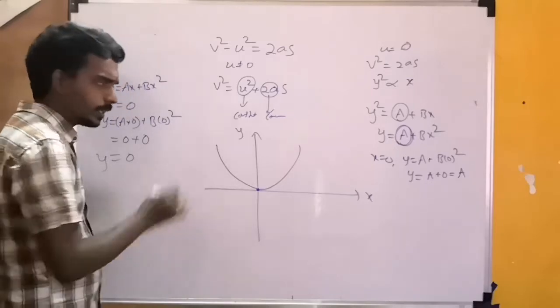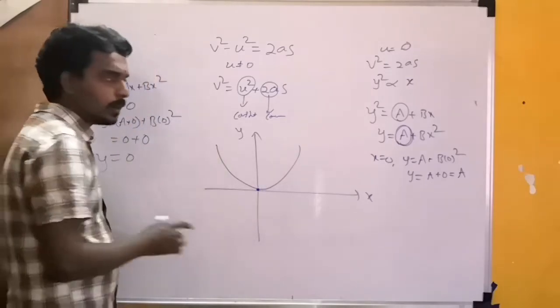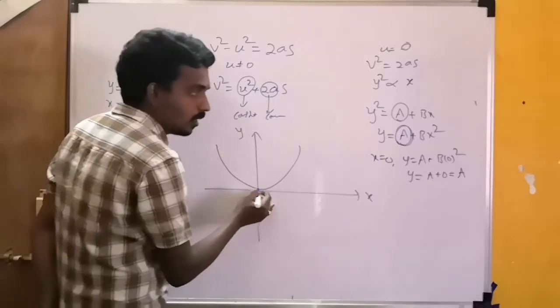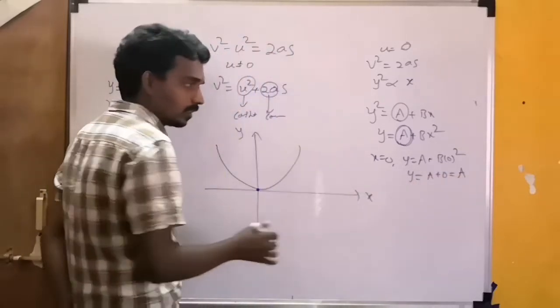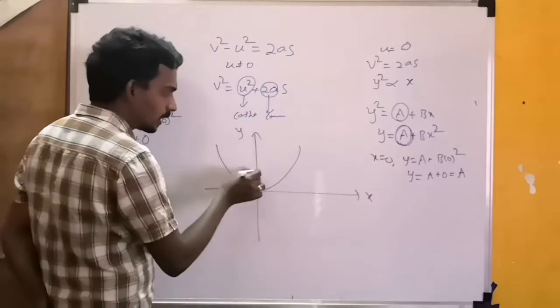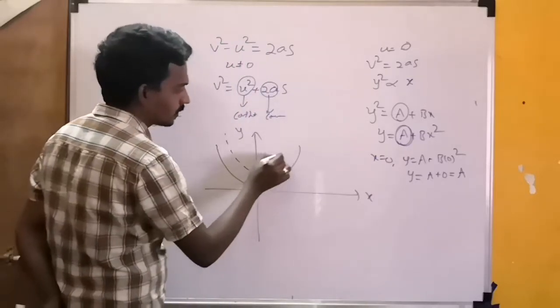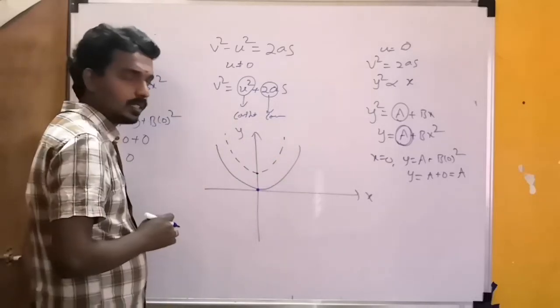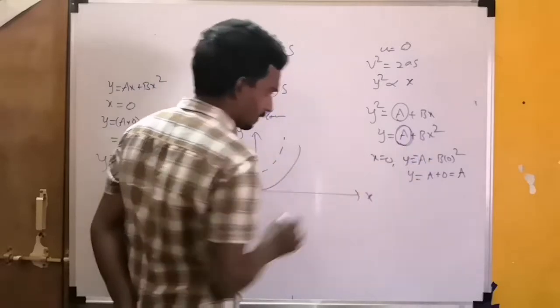x0, y0. It must pass through the origin. But here, when x is 0, y is not 0; there is something plus here somewhere. So the graph looks like this. It shifts slightly up. Suppose a minus is there.